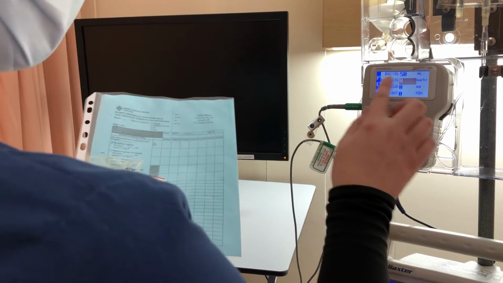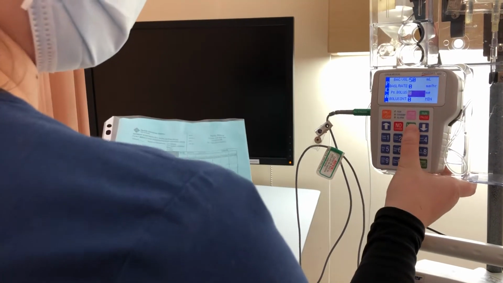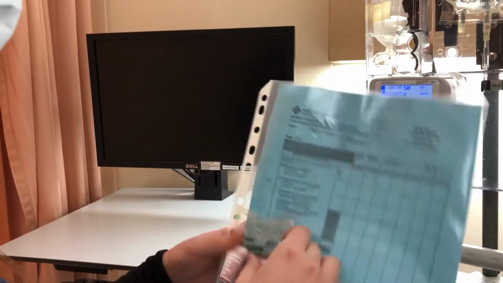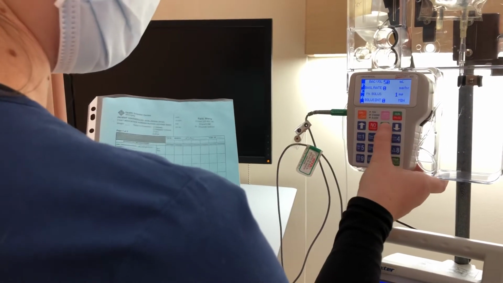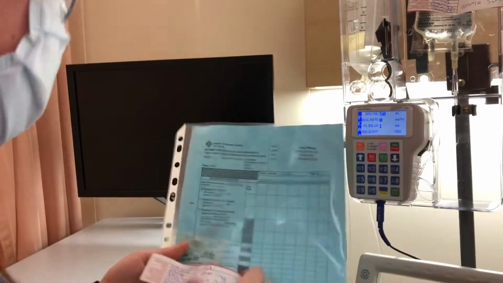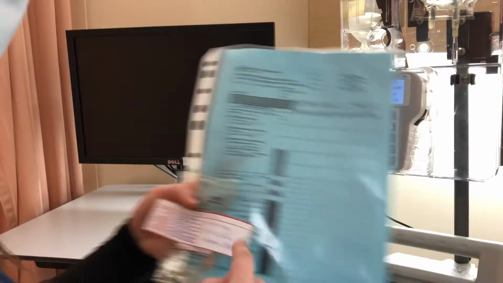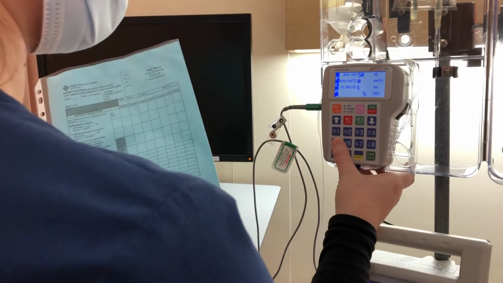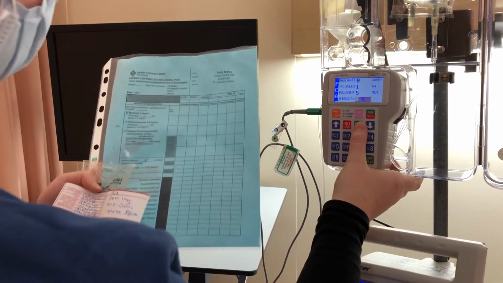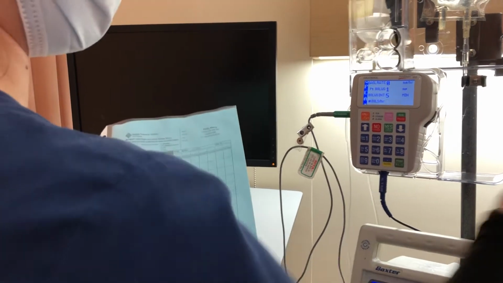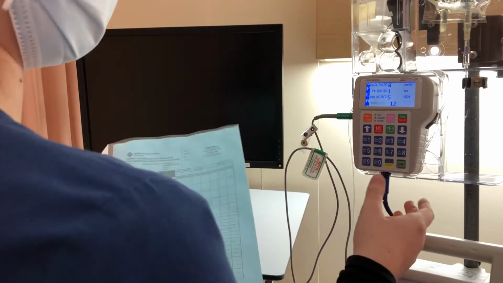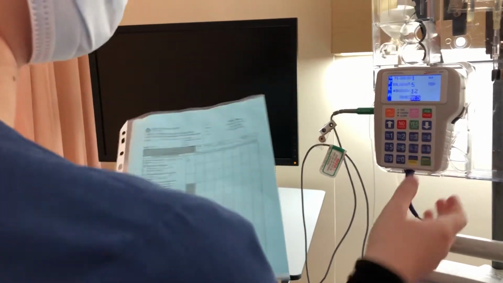Yes. Basal rate, there's no basal rate, so 0 is correct. Patient bolus is 1 milligram. Yes. And the bolus interval is 5 minutes. So that is correct. And boluses per hour, 60 divided by 5 is 12. So that is the amount of boluses the patient can receive in an hour. So that is yes. Done.